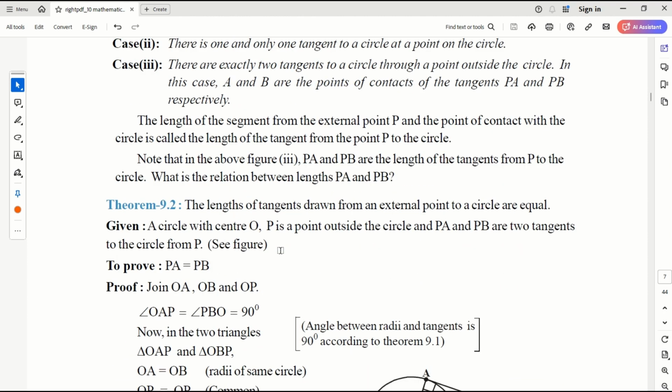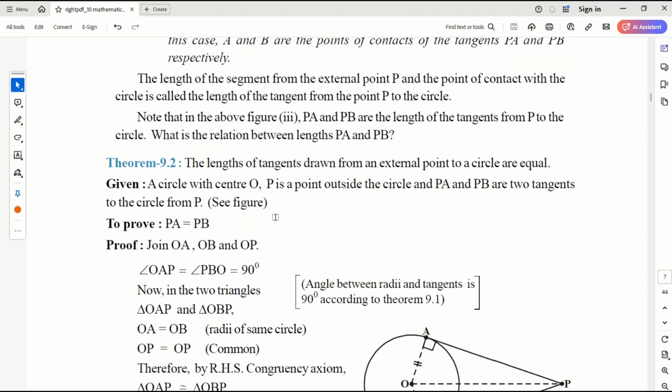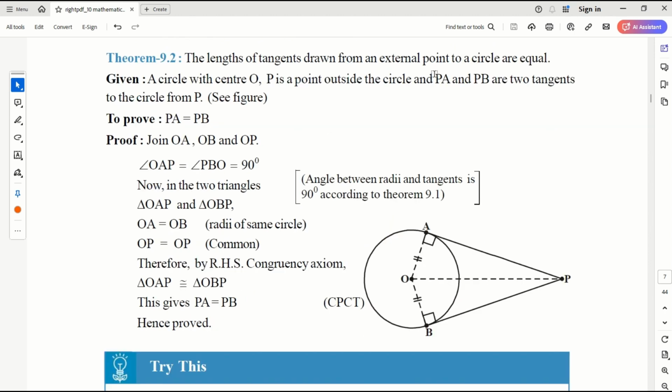Now let's see some more theorems related to tangents. The lengths of tangents drawn from an external point to a circle are equal. This is very important to note down. Very basic theorem. From P there are two tangents drawn. You have to prove that AP equals BP.